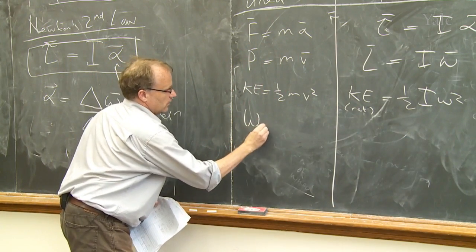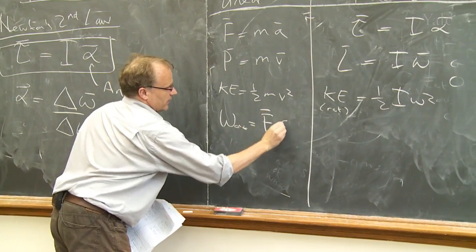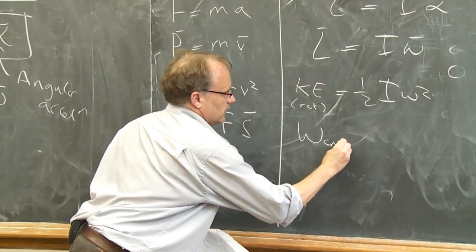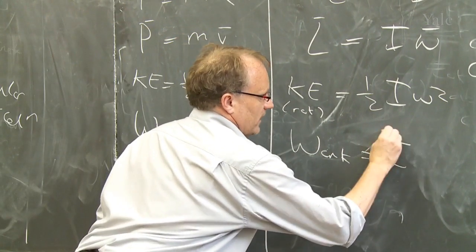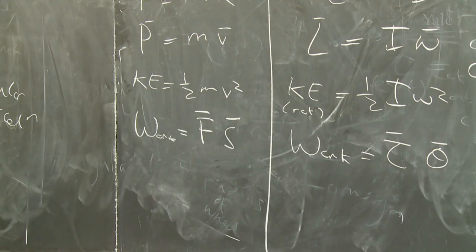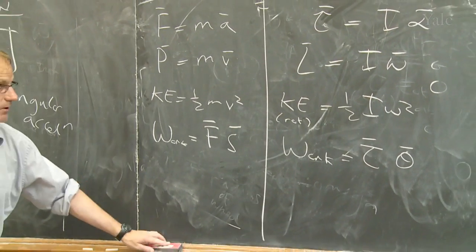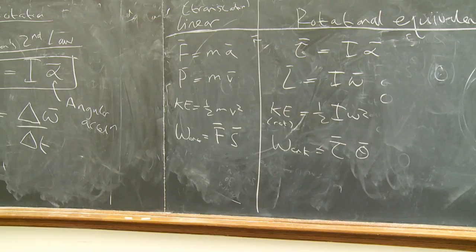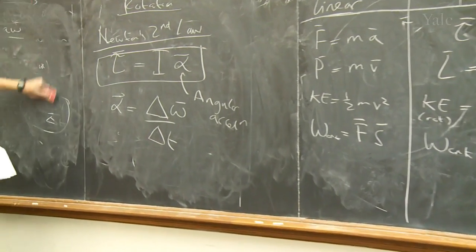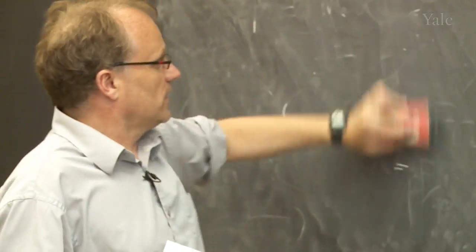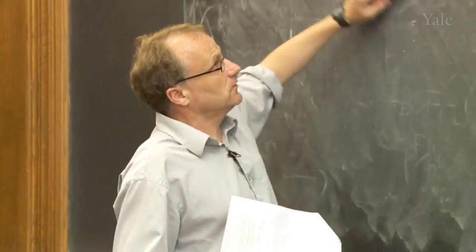Work is force times displacement. But if it's rotating, work equals tau times the angular displacement. So the analogy is pretty clear. This is for dynamics. We could look at kinematics. You can almost fill these in for me as you go through. Remember, kinematics is not about the cause of the motion. We just look at the outcome, the velocity, the acceleration.